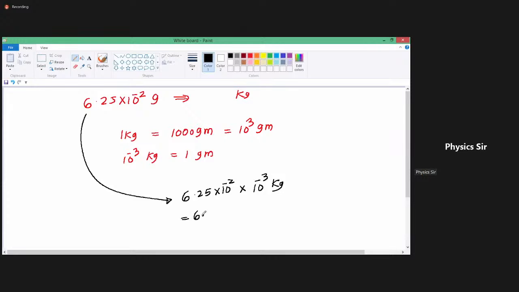Or this will be equal to 6.25 into 10 to the power minus 5 kg. I hope you have understood. Just give me a reply. Did you understand, Geetesh?